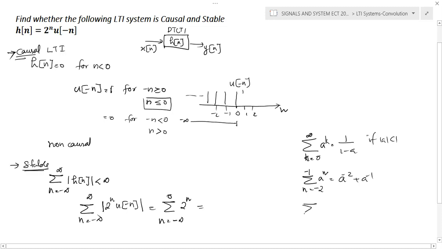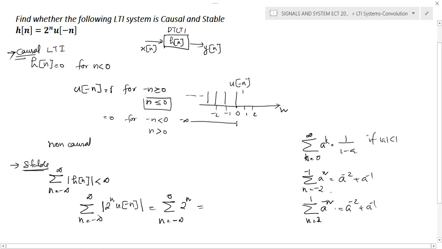The same expression you can write like this: n is equal to 1 to 2, or from 2 to 1, a raised to n, a raised to minus n, because in the first case it's simply n. In the second case, you can see that a raised to minus n. Both, if you substitute n is equal to 2, you will get a raised to minus 2 and a raised to minus 1. See, we can change the variable n to minus n by changing the limit also.